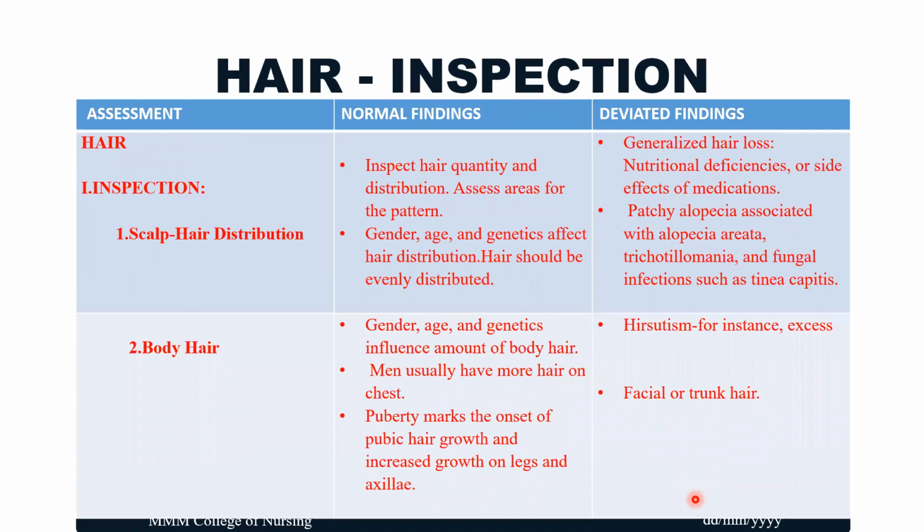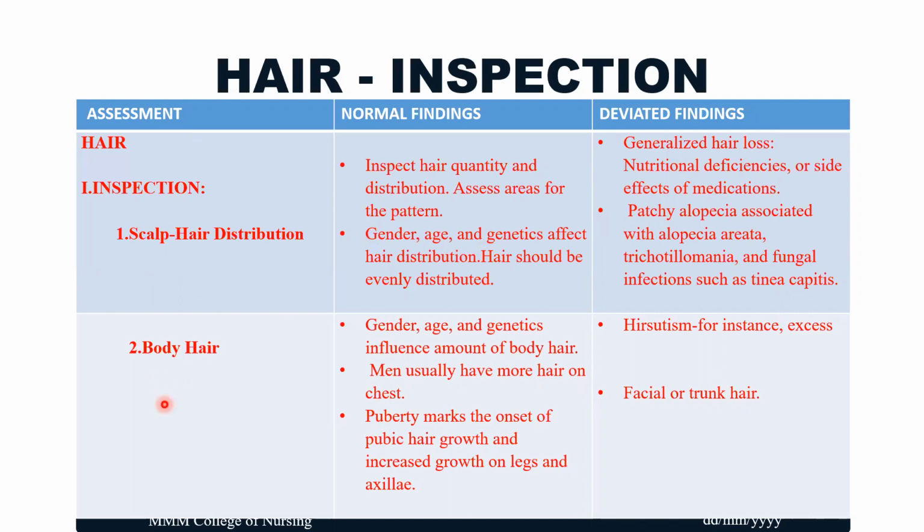Now we'll move on to the hair. Hair inspection, that is scalp hair distribution. In normal findings, we first inspect the hair quantity and distribution, and assess the areas for the pattern. Gender, age, and genetics affect hair distribution, and hair should be evenly distributed over the head. Deviated findings include generalized hair loss from nutritional deficiencies or side effects of medications, patchy alopecia associated with alopecia areata, trichotillomania, and fungal infections such as tinea capitis.